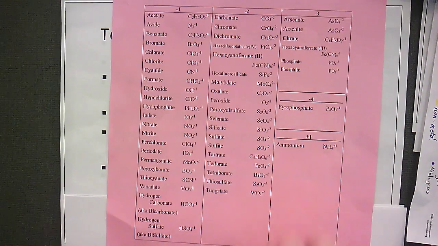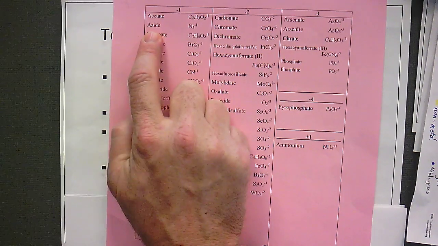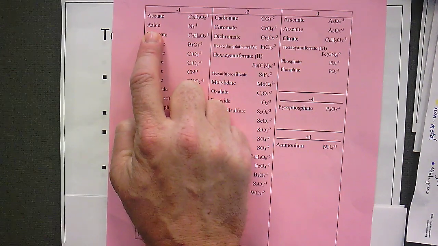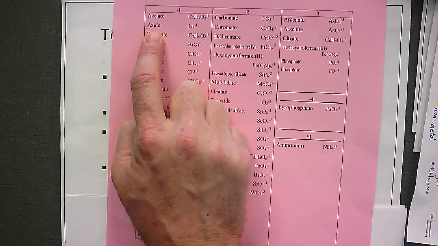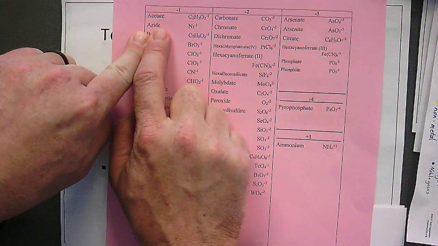Now, of our other exceptions, if you look, the very second one is azide or azide. I don't know how you pronounce it correctly. It is weird in two ways. One, it ends in IDE.